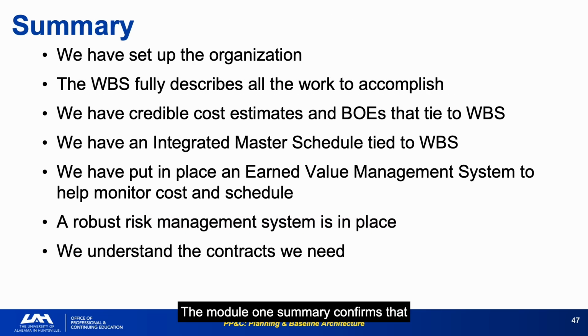The Module 1 summary confirms that by this point, the program has established its organizational structure: WBS, cost estimates, IMS, EVMS, risk management system, and contract framework, the complete planning architecture. What should follow? Budget execution of cost plan, KDPC, JCL, QRAs. After planning, you are maturing your BOEs, schedule, risks, and they're used later to develop your JCL. Planning is not finished. It feeds execution.